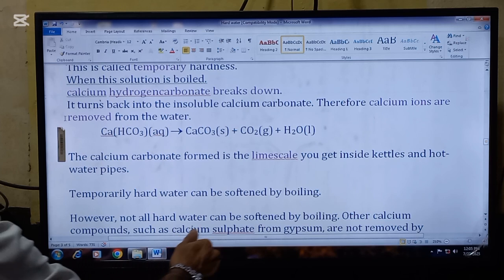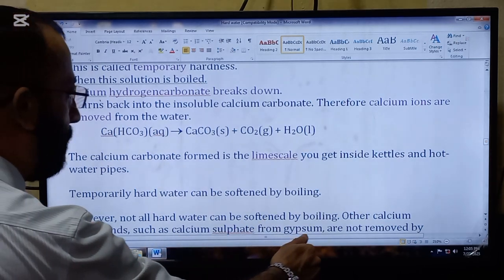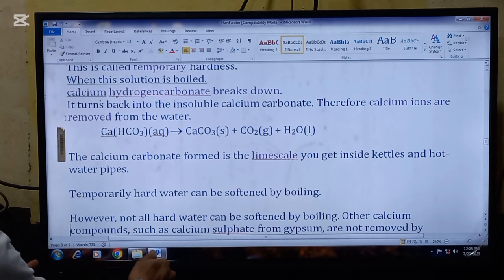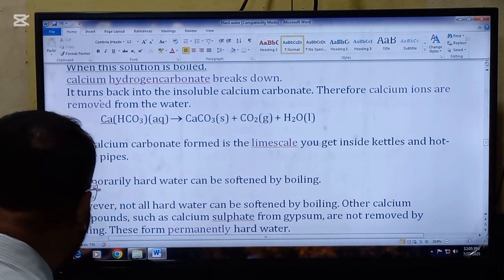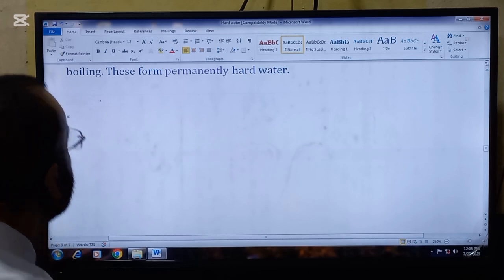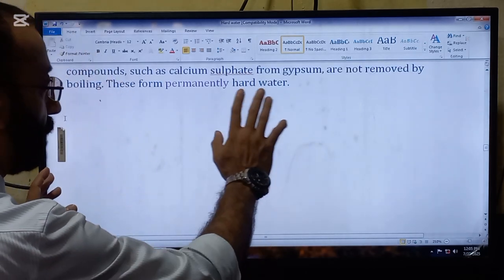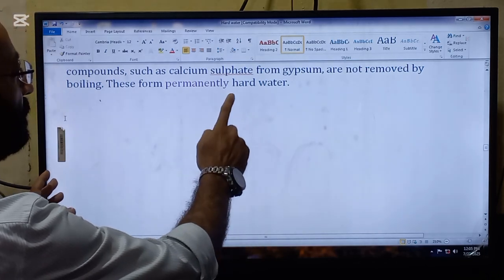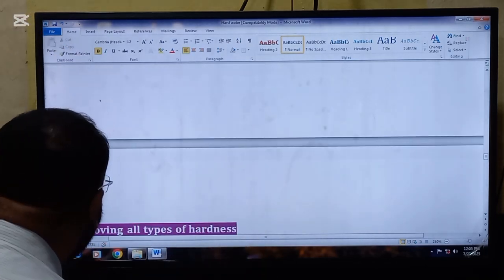Temporary hard water can be softened by boiling. However, not all hard water can be softened by boiling. Other calcium compounds such as the calcium sulfate from the gypsum are not removed by boiling. These form permanently hard water. So look now, the calcium sulfate from the gypsum dissolved in the water makes the water permanently hard.